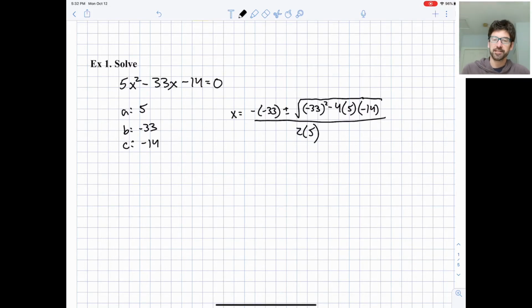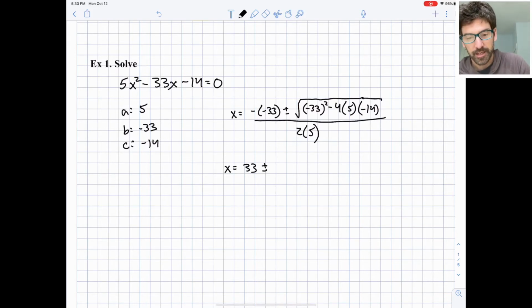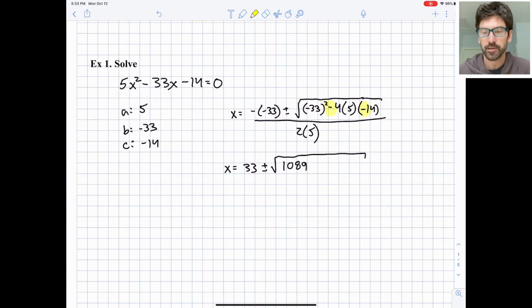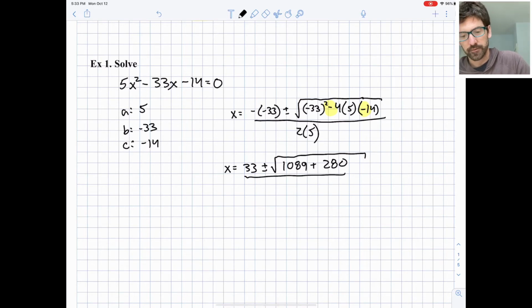We have a heck of a lot of simplifying to do, so let's get to it. x is equal to 33 plus or minus, and I like to simplify this square root two steps at a time. First I'll do 33 squared, which is 1089. Then, with these negatives, we're subtracting a negative number, so let's add a positive number, a plus sign there, and 4 times 5 times 14. That's 280. I kept track of the negative signs separately from the absolute values of the numbers I was multiplying. And that's all over 10.